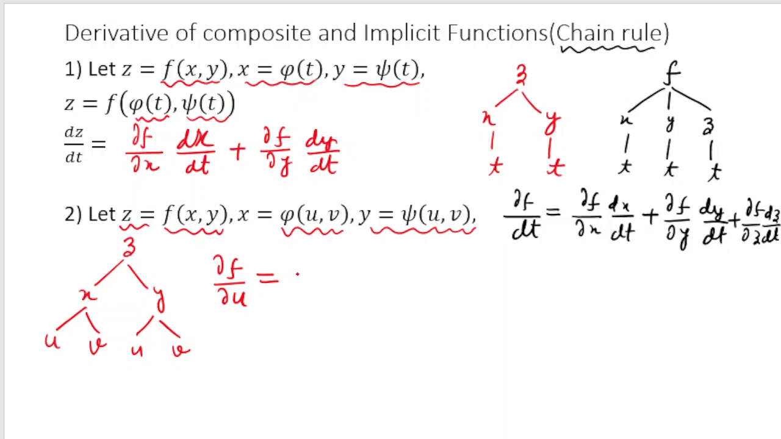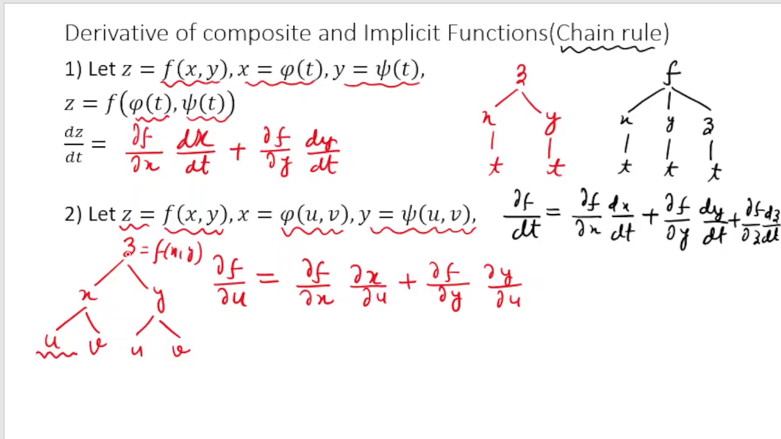Since f is a function of x and y, first I differentiate del f with respect to x partially and then x with respect to u, and plus we have to differentiate f with respect to y partially and then y with respect to u. So basically if I have to differentiate this function z, which is a function of x and y, with respect to u, then I differentiate it with respect to x and x with respect to u, and I differentiate z with respect to y and then y with respect to u.